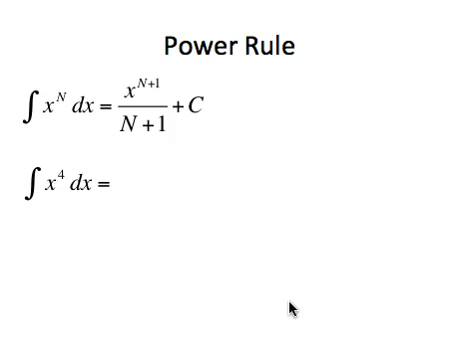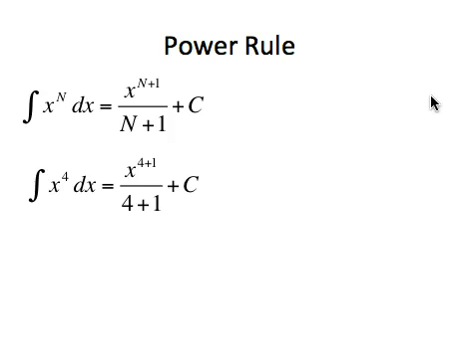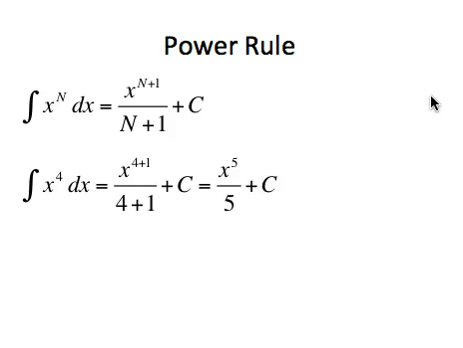So looking at that, our first example is going to be the antiderivative of x to the 4th with respect to x, or the integral of x to the 4th with respect to x. Kick up the exponent by 1: x to the 4 plus 1 over 4 plus 1, plus c. That's x to the 5th over 5 plus c is what we get there. Let's look at another example.